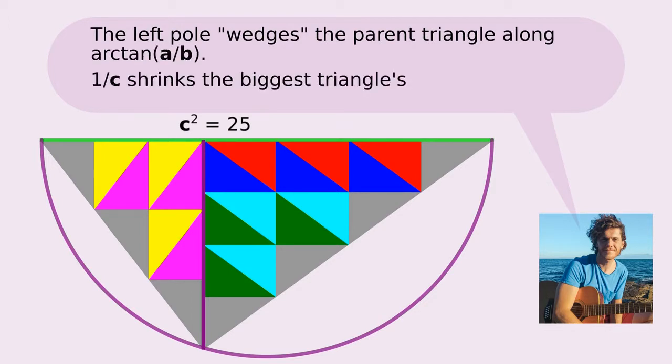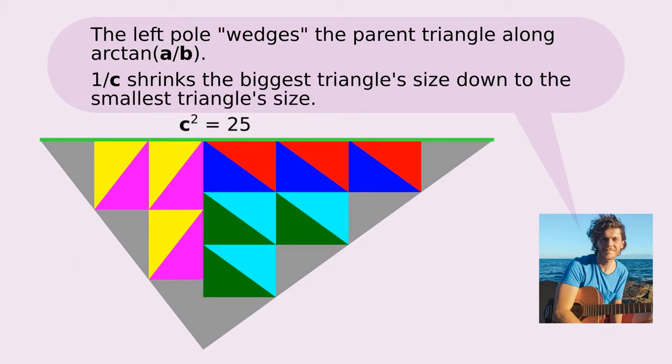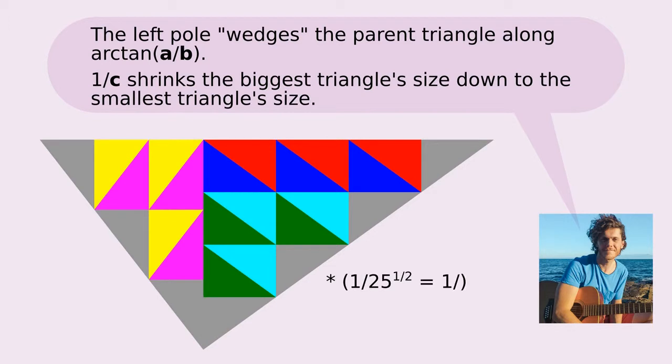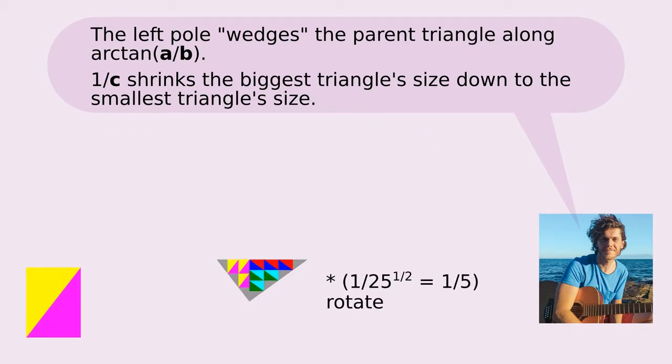1 divided by C shrinks the biggest triangle size down to the smallest triangle size. 1 divided by the square root of 25 equals 1 divided by 5. Rotate arctan 4 divided by 3.